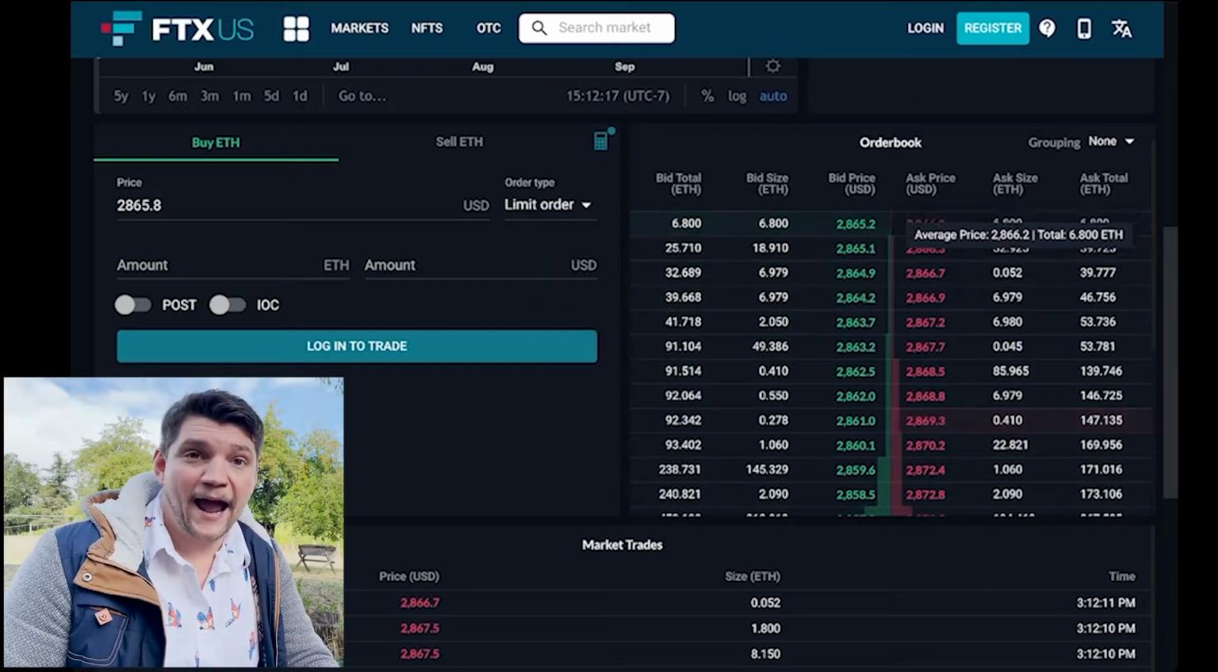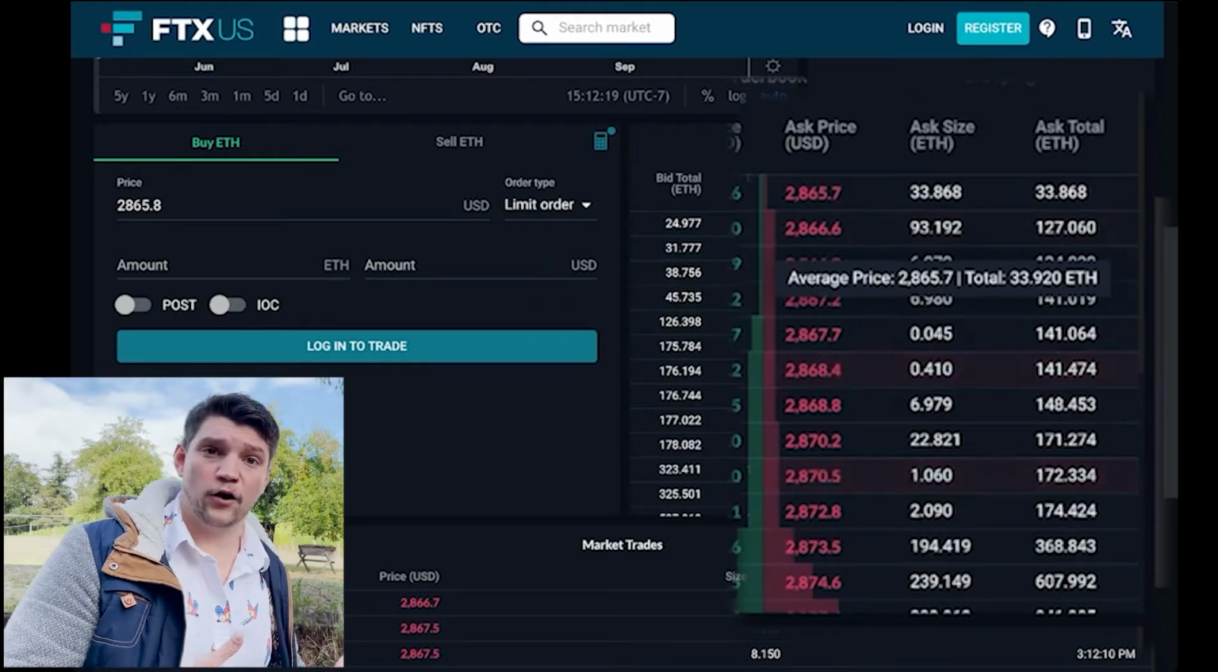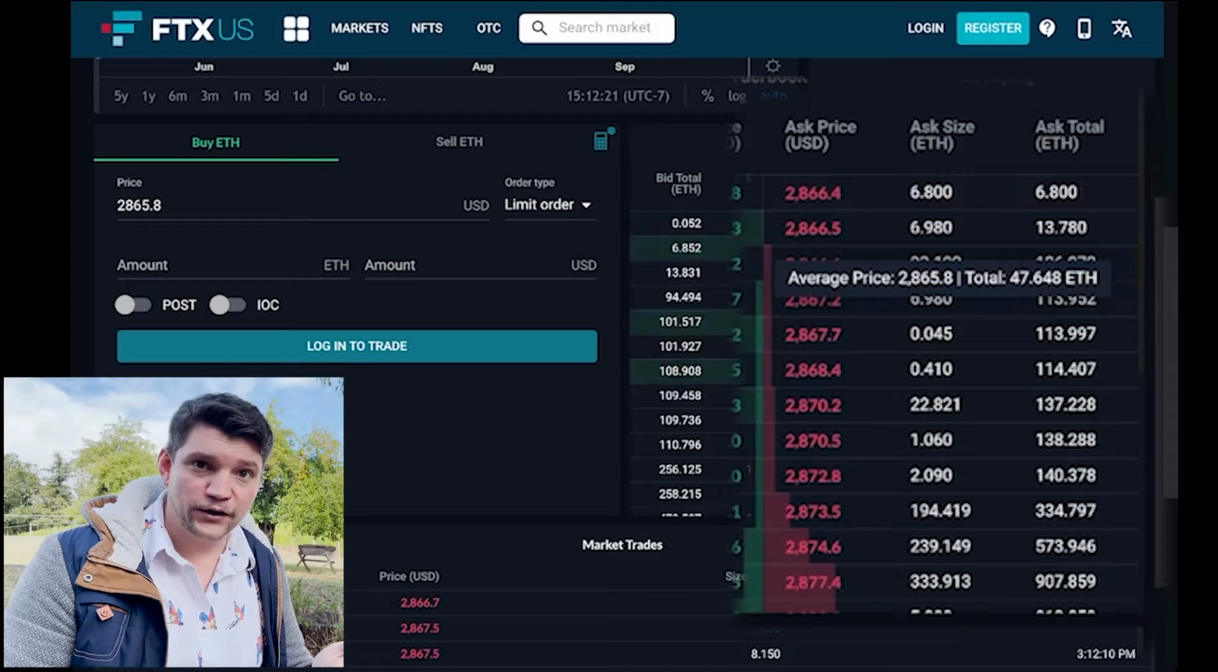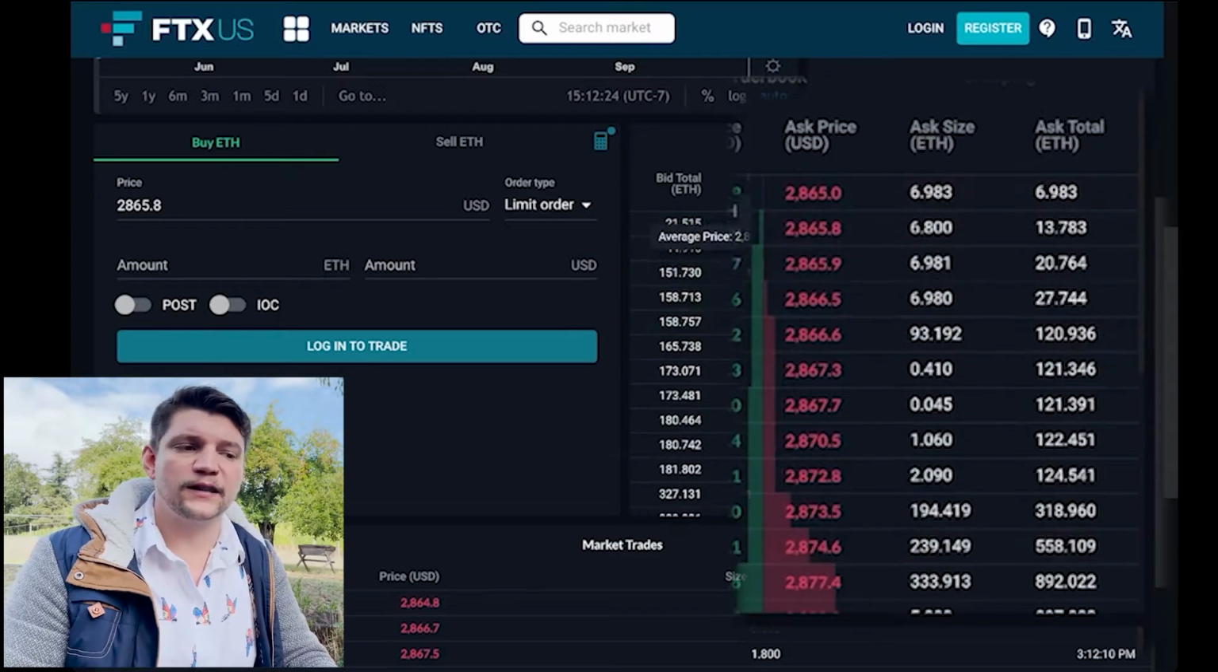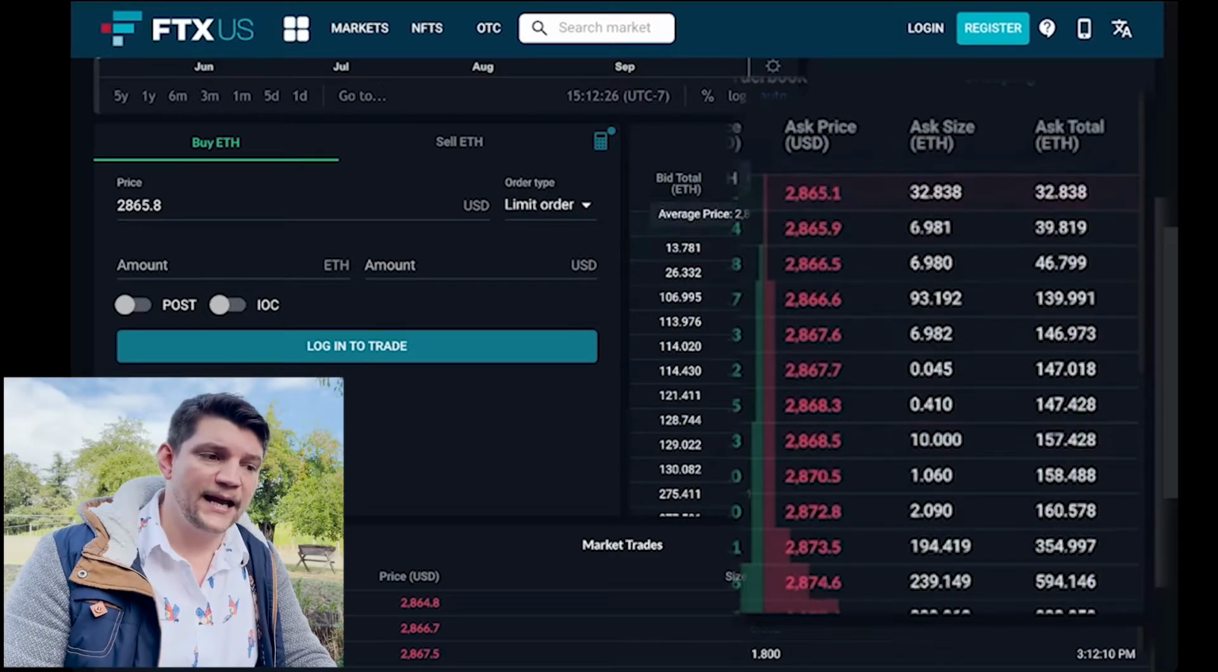Over here, you have the ask, which is what people who have the asset are asking for in order to give it to you. You can think of this as a sell price, and this as a buy price. That's what bid and ask mean.